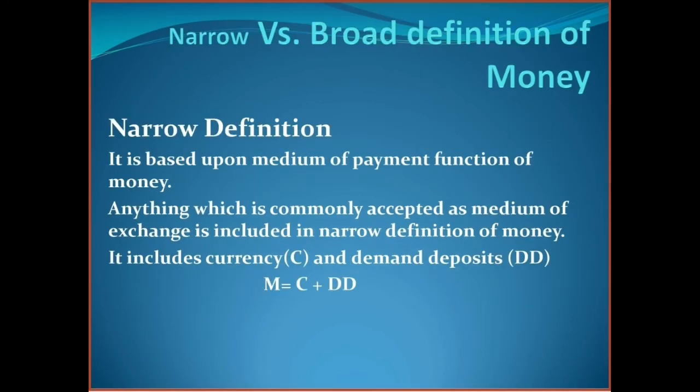This is the third definition of money, that is narrow definition of money. It is based upon medium of payment function of money. Anything which is commonly accepted as medium of exchange is included in narrow definition of money. It includes currency, denoted C, and demand deposits, denoted DD. So according to narrow definition, the equation of money is M equals C plus DD, that is currency plus demand deposits.